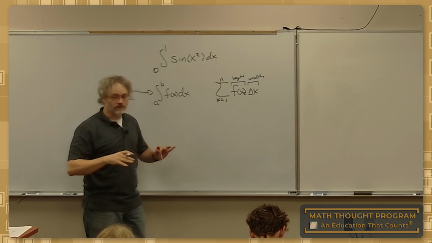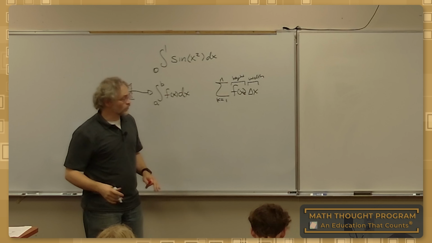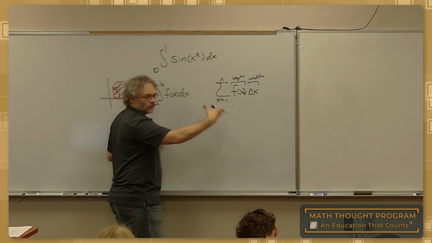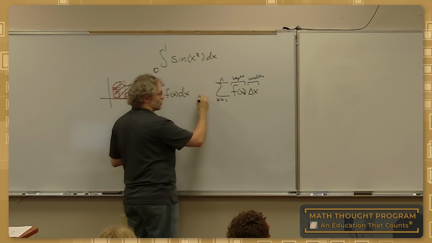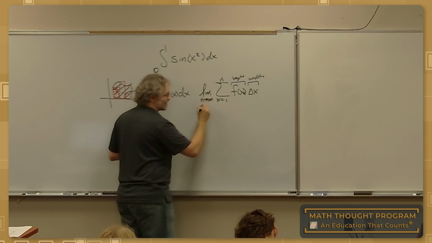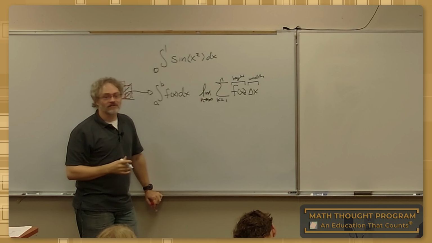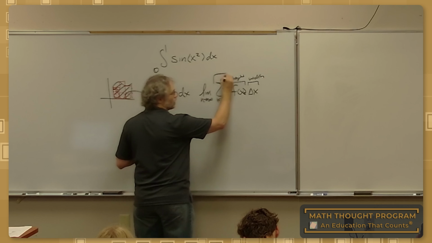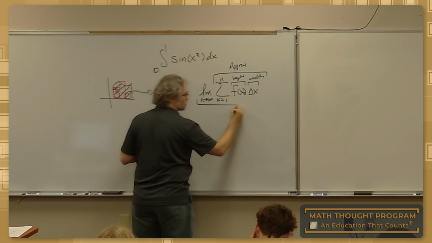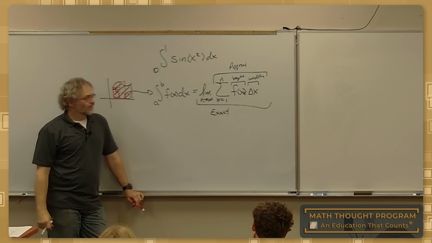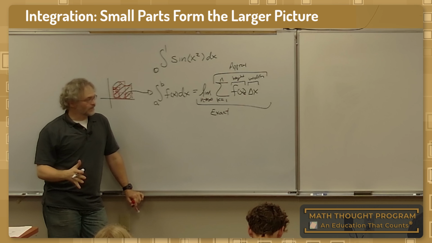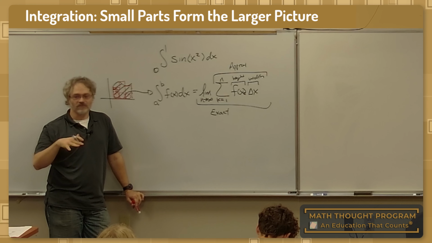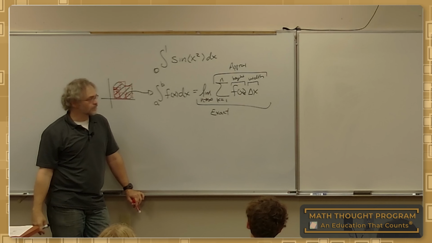So you can talk about what's called either the right-hand rule or left-hand rule. But again, this is an approximation. So you would keep refining the approximation, make it better and better and better. And as you continuously keep refining the approximation, that invokes the whole idea of a limit, and you would turn your approximation into exact. Well, that was the whole idea behind integration. Small parts, once again, come together to form the larger picture.